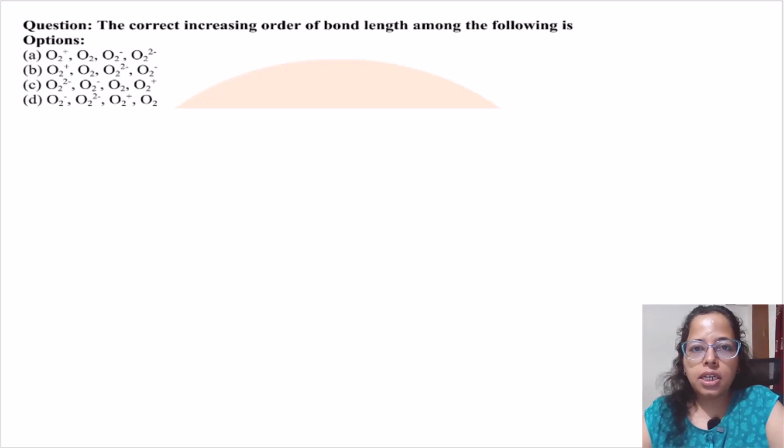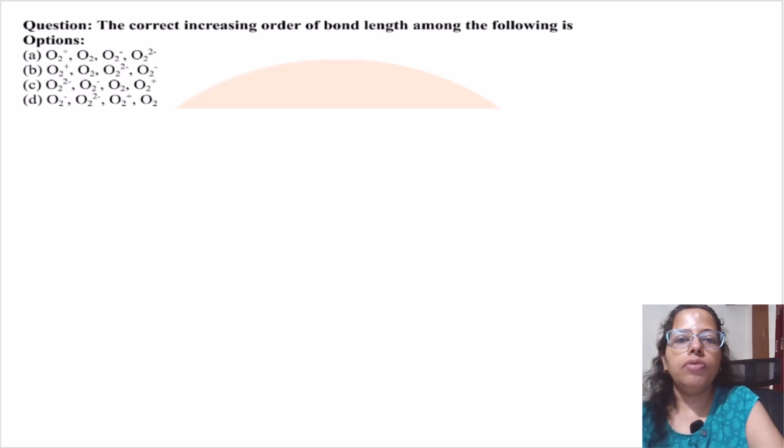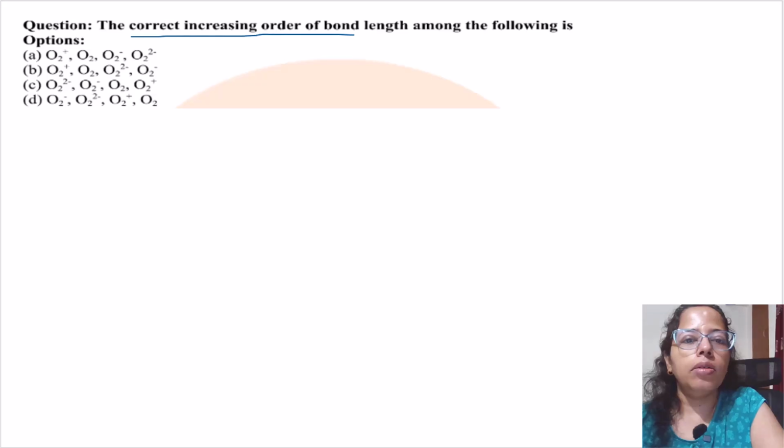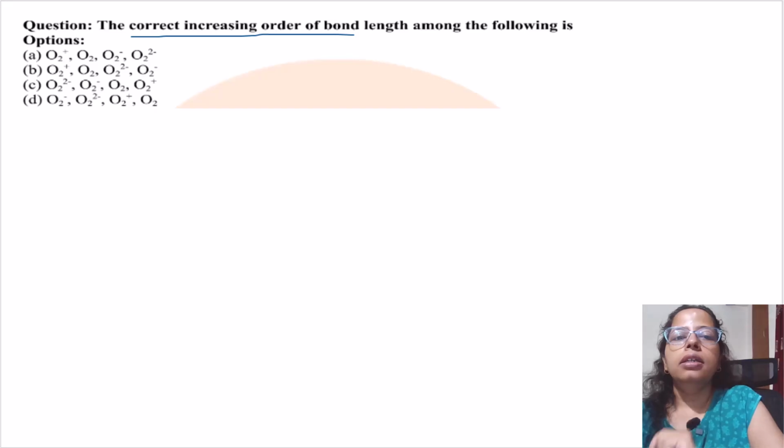Today we have a question which says: the correct increasing order of bond length among the following is. So we have to place these molecules, neutral, cation, and anion, that we have been given, and identify the correct increasing order of the bond length for these molecules.